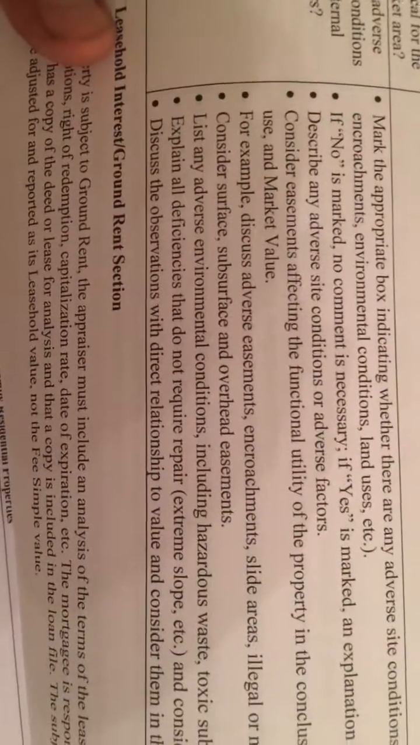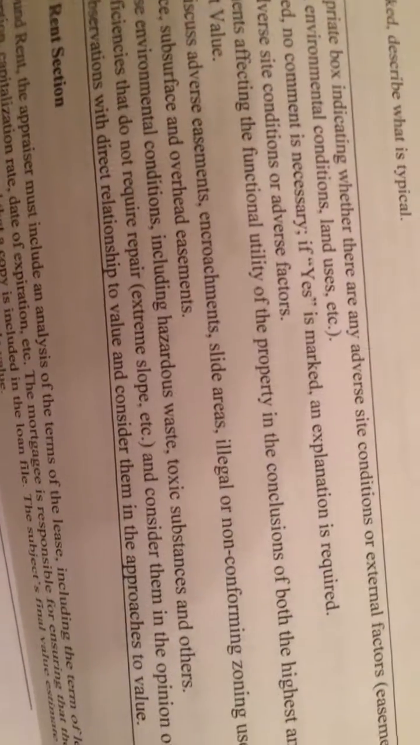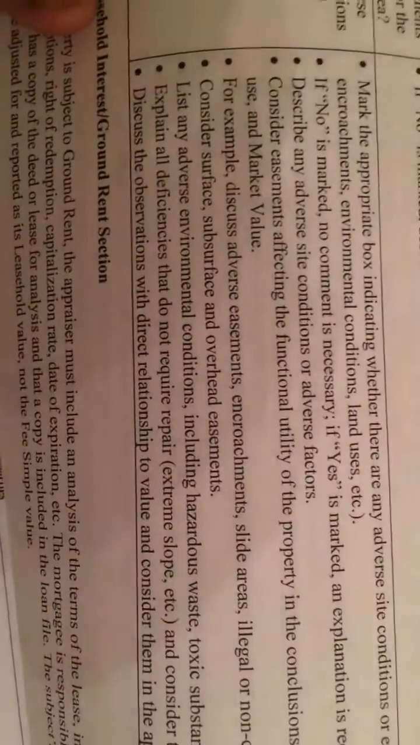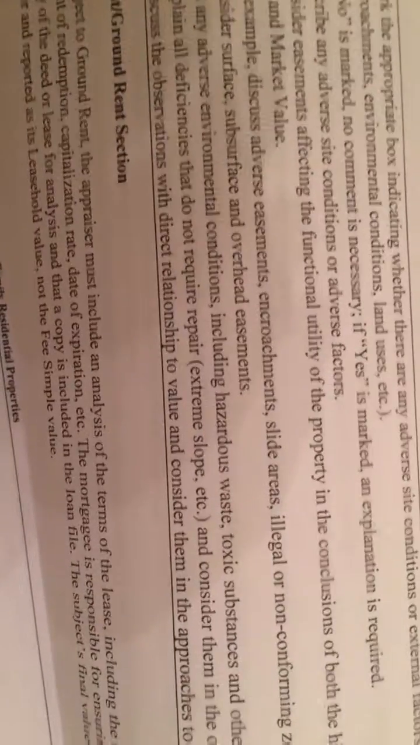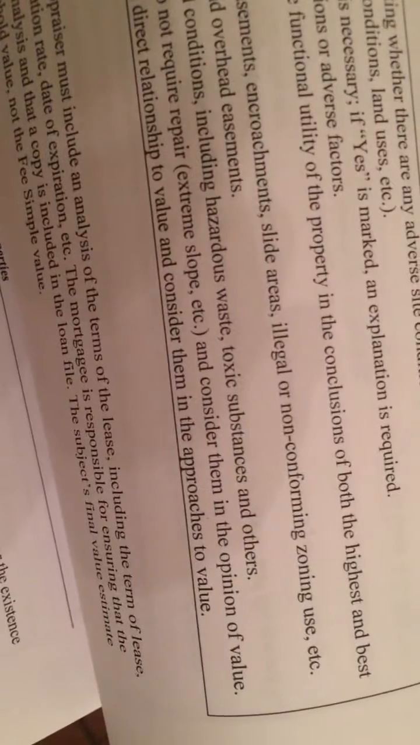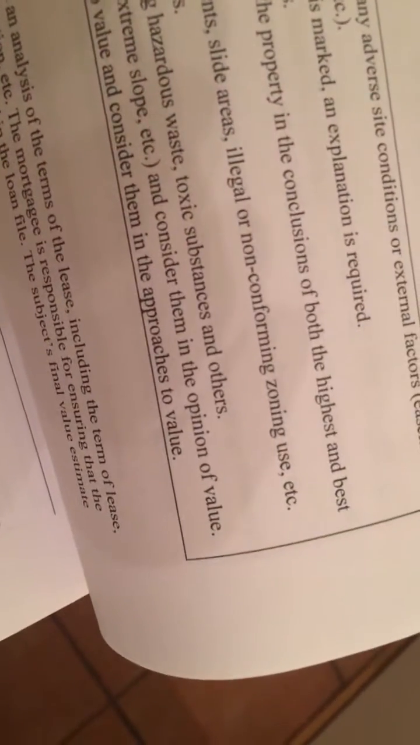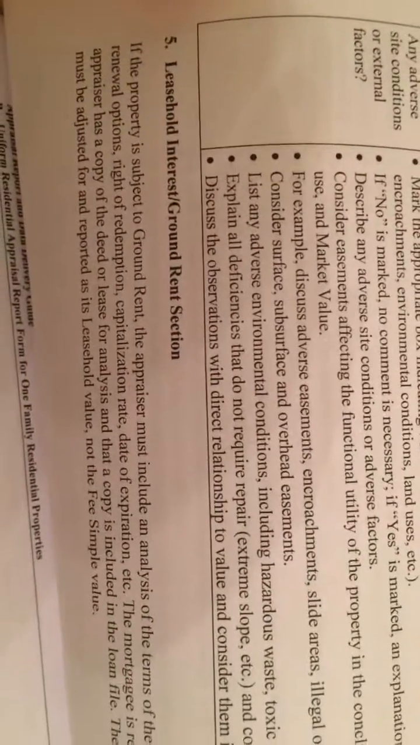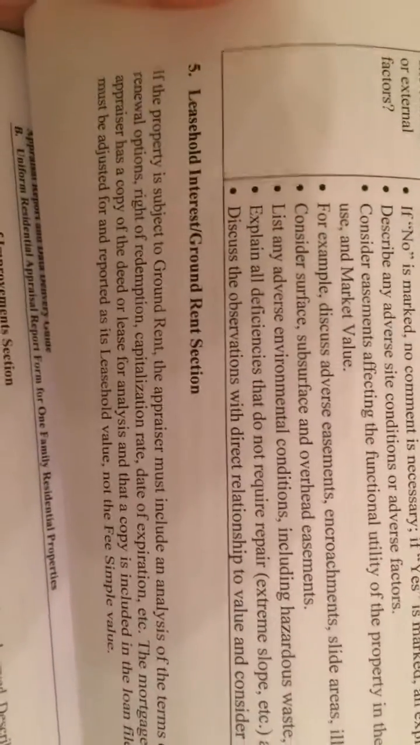Consider easements affecting the functional utility of the property in the conclusions of both the highest and best use and market value. For example, discuss adverse easements, encroachments, slide areas, illegal or non-conforming zoning use, etc. Consider surface, subsurface, and overhead easements.